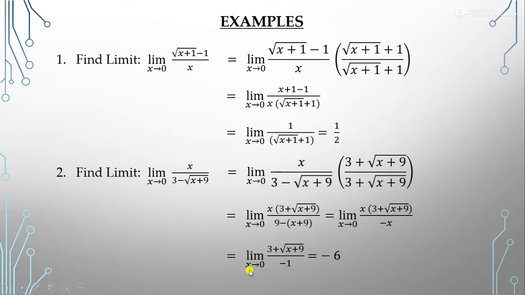Now you can put x tends to 0 directly. When we apply x tends to 0, it becomes square root of 9, that is 3, so 3 plus 3 is 6, and this becomes minus 6. So minus 6 is the value of this limit. Clear how to rationalize the function?